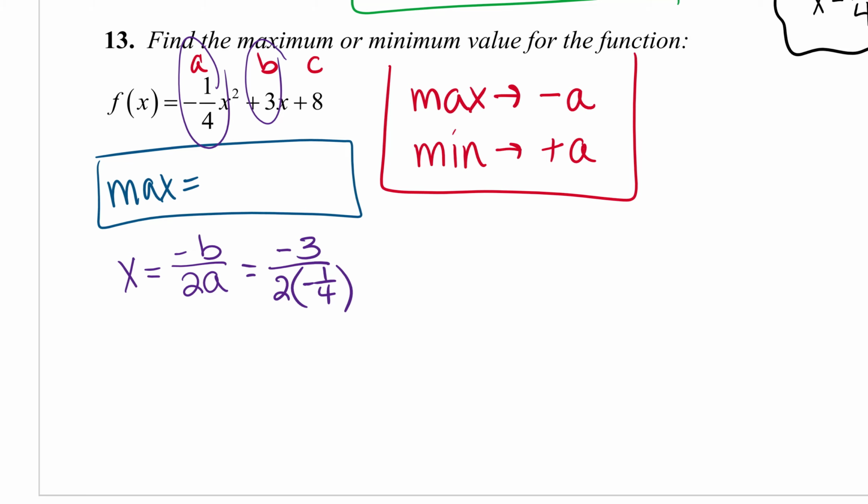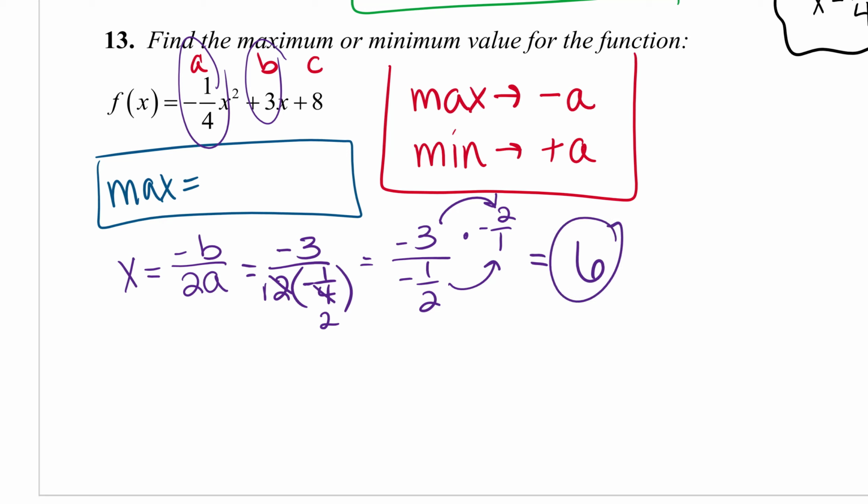Okay? And again, on the test, they're all whole numbers, there's no fractions, but if you can do this, you can do the test just fine. So 2 and 4 reduce to 1 and 2. So I'll rewrite that. I have negative 3 over negative 1/2. And if I divide by a fraction, the fraction comes up, and I flip it. Okay, so I have negative 3 times negative 2, 2 negatives make a positive 6. That's my x. Now I plug this number in for my x values, and then I can find my y, which is max or min.